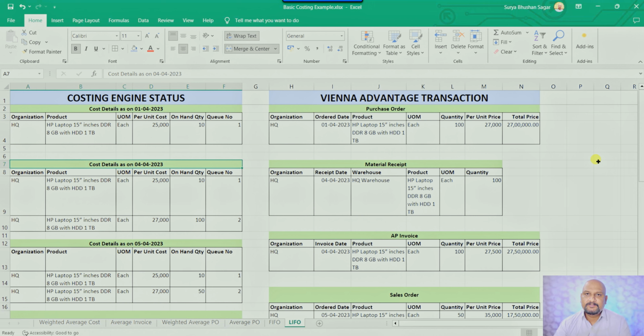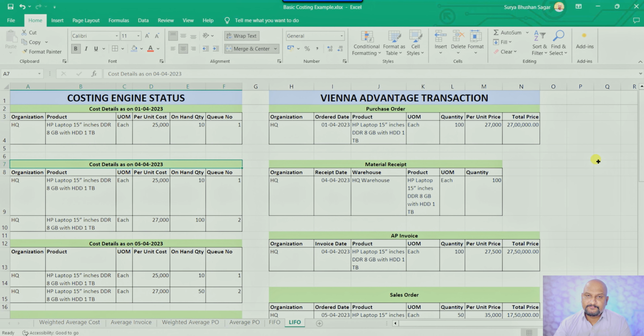Welcome back VA user. In today's video we are going to discuss the LIFO, that is last in first out method. Now again I just want to tell you, you need to create a new product category. There you need to link your costing method as LIFO and costing level as organization. That is what my thought is while generating this entire example.